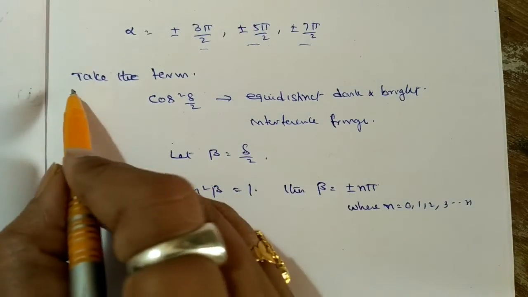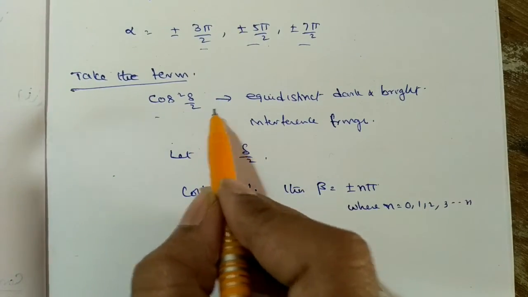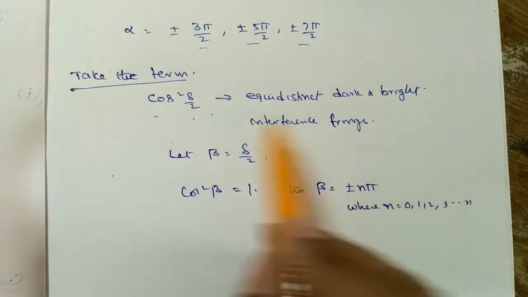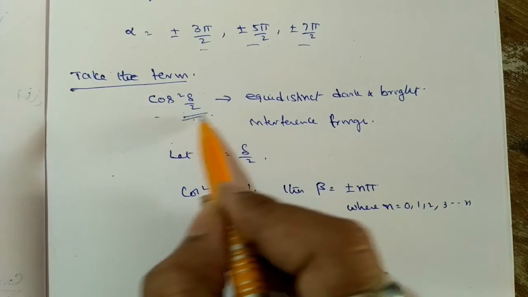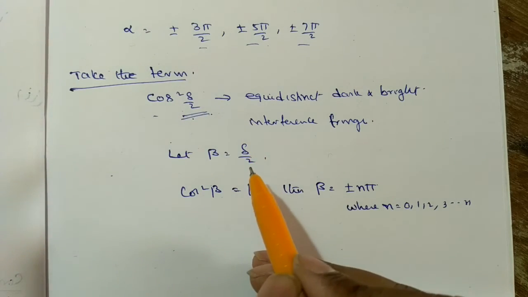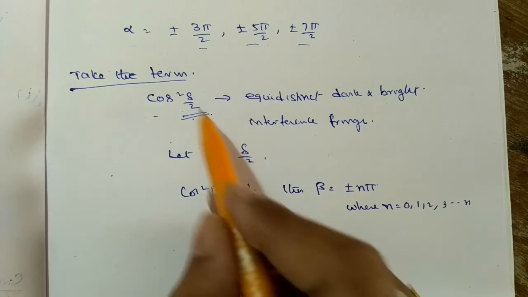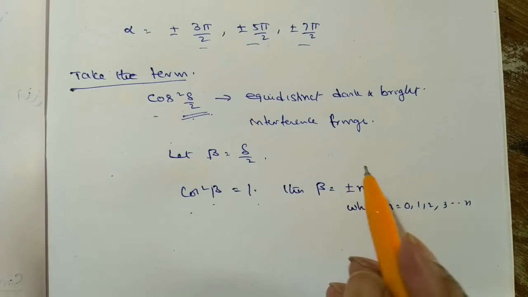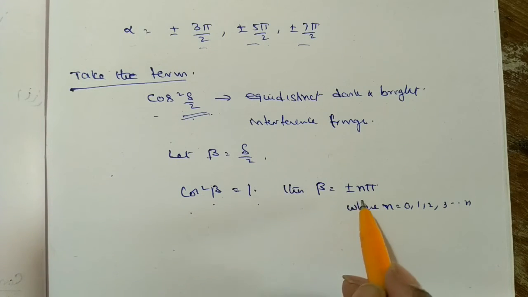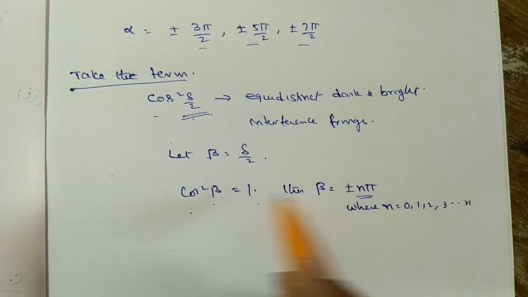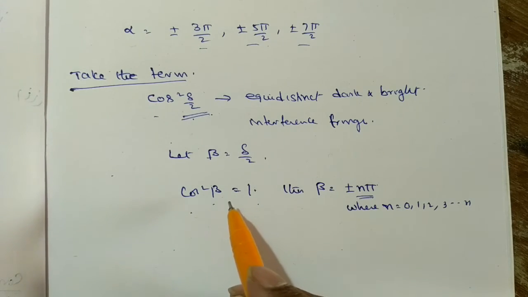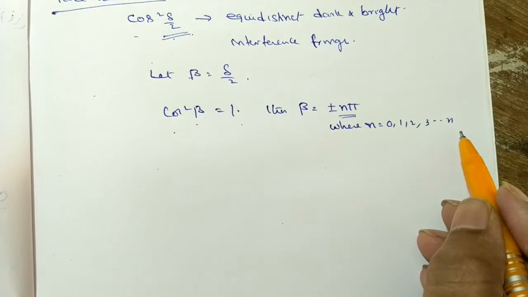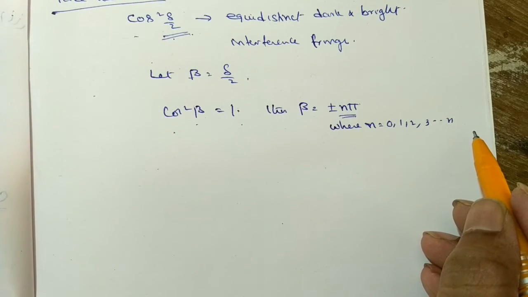Now take the term cos square delta by 2. This represents equidistant dark and bright fringes, the interference fringes. To minimize the confusion, let us substitute beta in place of delta, then cos square beta. The cos term will be at maxima when beta is equal to n pi, where n is equal to 0, 1, 2, 3, 4 up to n values.